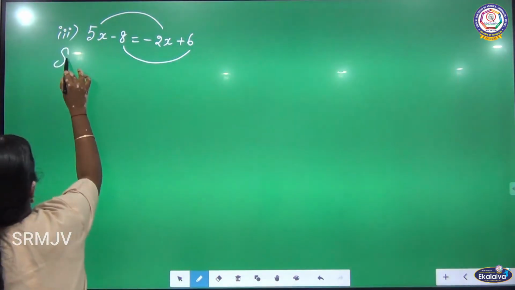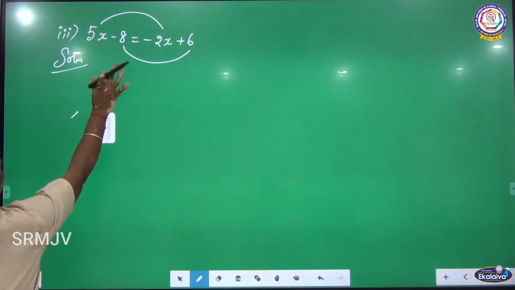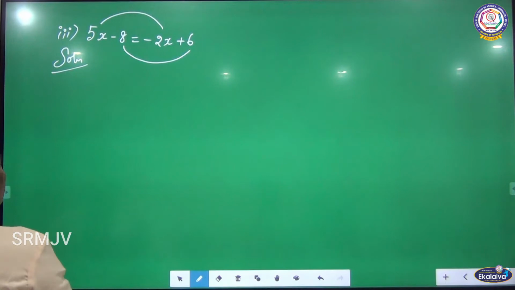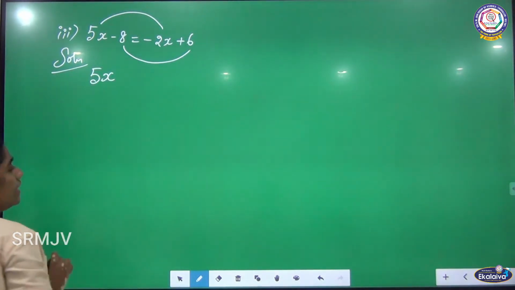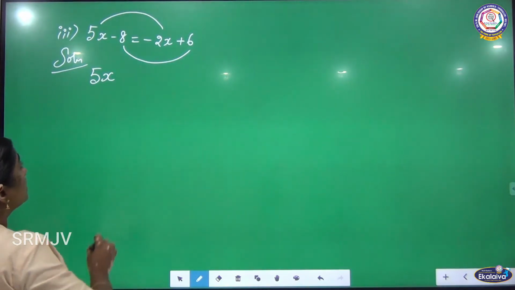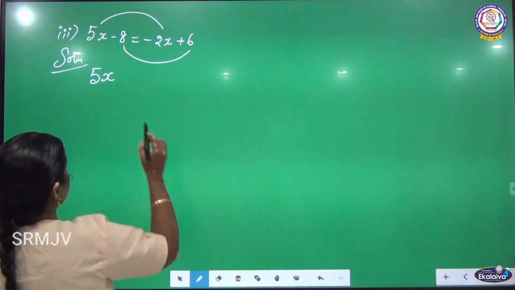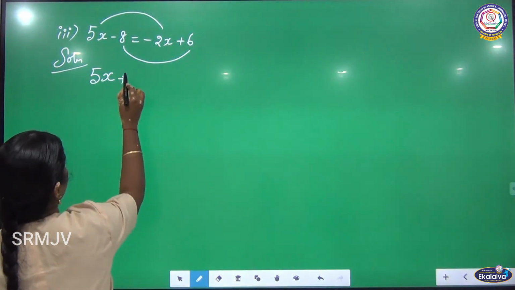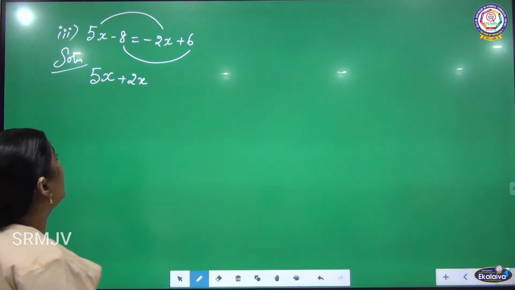Now listen. 5x, keep it on the left hand side, 5x. See, on the right hand side minus 2x is there, send it to the other side. So minus becomes what? Plus. So plus 2x. Is it clear?